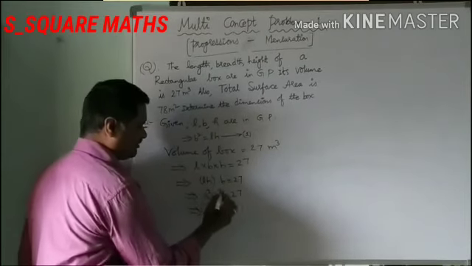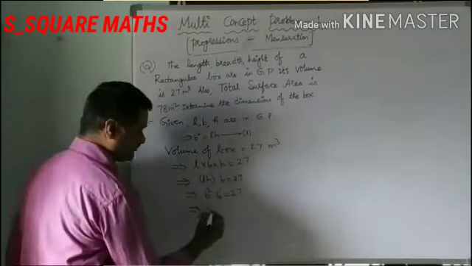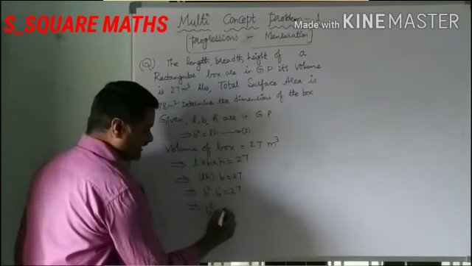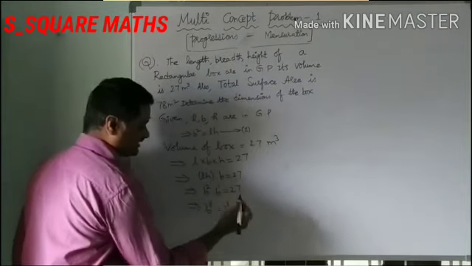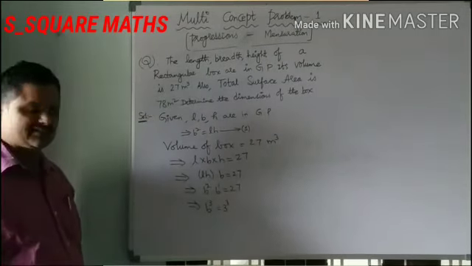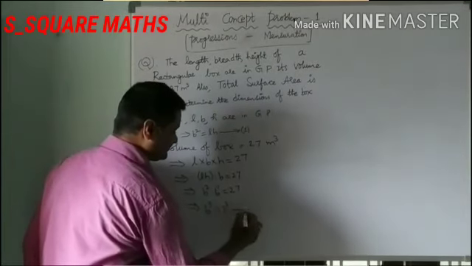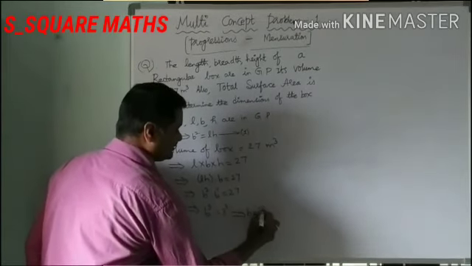So it is in the form of A power M into A power N, I can write as A power M plus N. So 2 plus 1 gives you 3 here, and 27 is nothing but 3 cubes. Since the exponents are the same, the base is also the same. So B is equal to 3 meters.